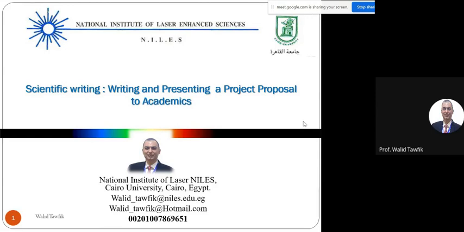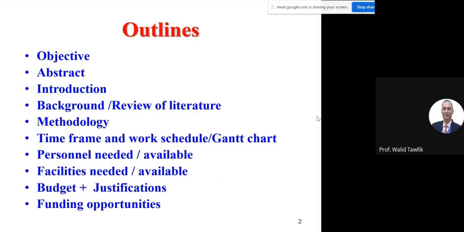Today we are speaking about scientific writing. In brief, we are speaking about writing and presenting a project proposal to academics. The outlines of our presentation will be objectives, how to define the objectives, and abstract, introduction, background, review of literature, methodology, time frame and work schedule, grant chart, personal needs, available facilities needs, budget justifications, funding opportunities.